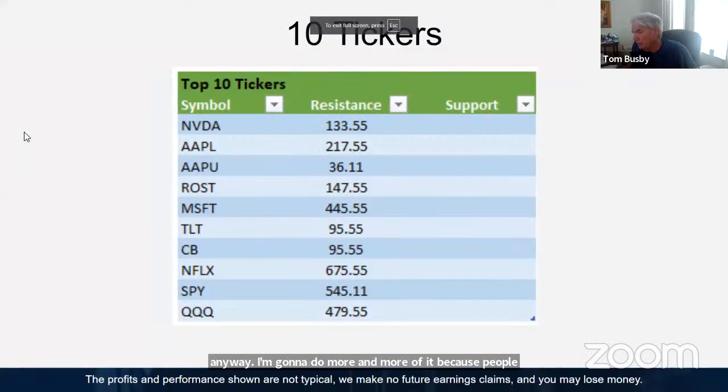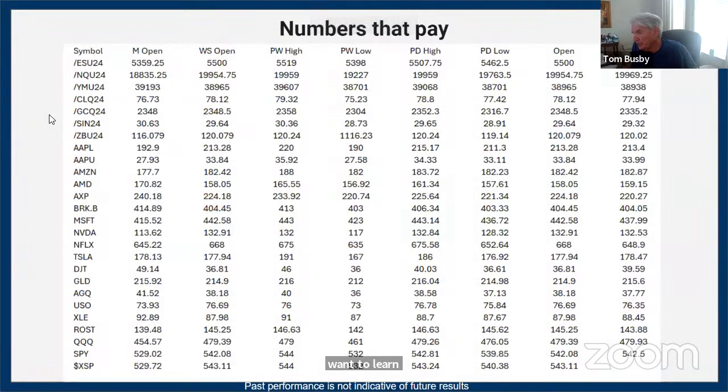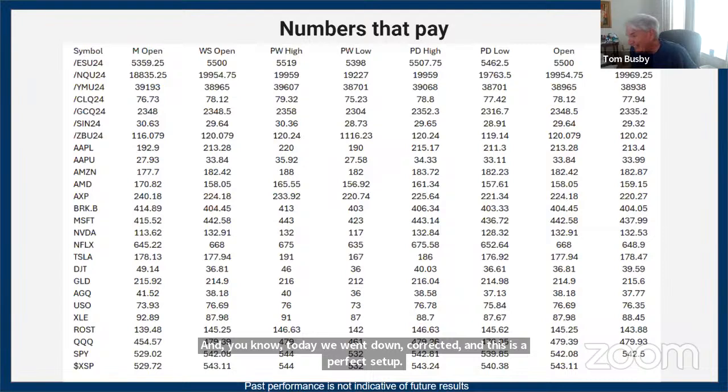But go back to numbers that pay real quick, Jonathan. Let me show him something. See these numbers here? All these numbers here help me decide. Now if you look, he's got numbers here sort of mixed up a little bit, but if you come across, you see that it opened this week at 5,500. I think we could go to 5,519 between now and Tuesday. And today we went down, corrected, and this is a perfect setup for when it takes out the other side, but we're not quite there yet, okay?